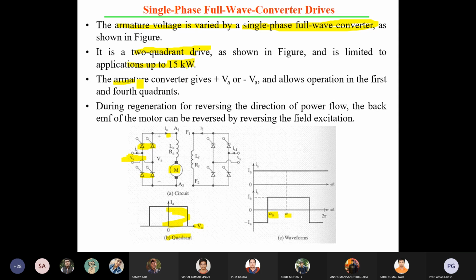The armature converter goes from plus Va to minus Va and allows operation in the first and fourth quadrants. So the first and fourth quadrants can work up to that duration. During regeneration, for reversing the direction of power flow, the back EMF of the motor can be reversed by reversing the field excitation. So if you change the field excitation, reverse direction is also possible. That's why the firing pulse can vary from 0 to 2 pi. Both directions you can follow.